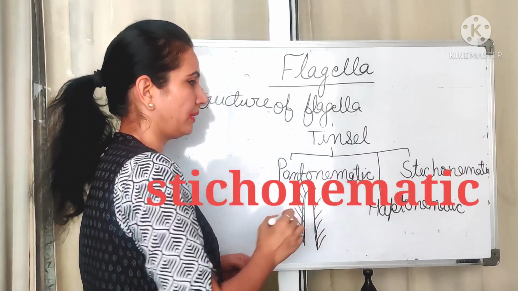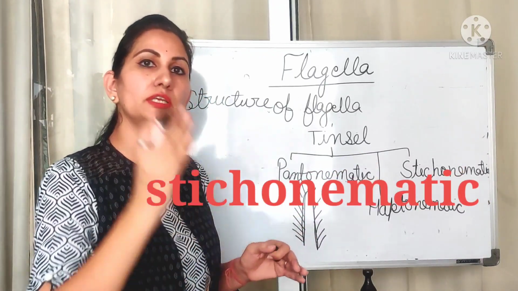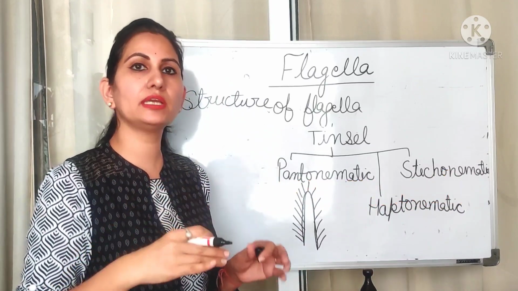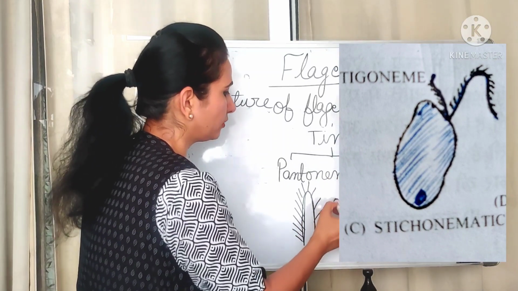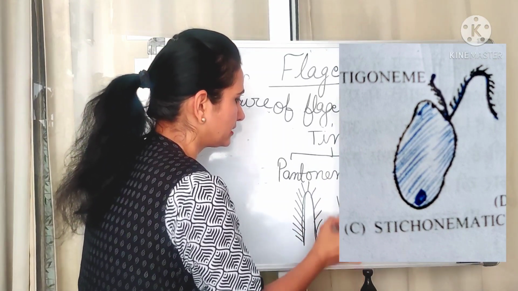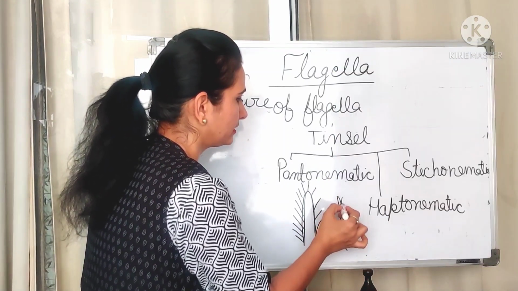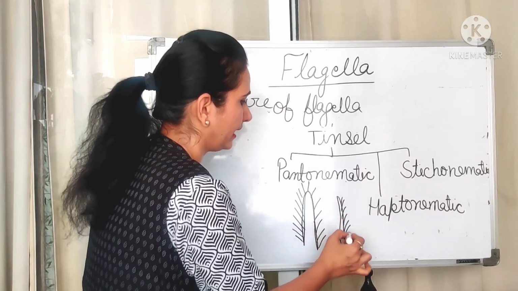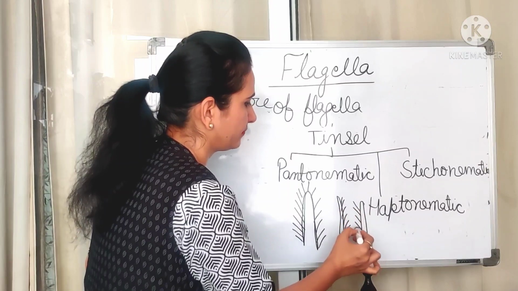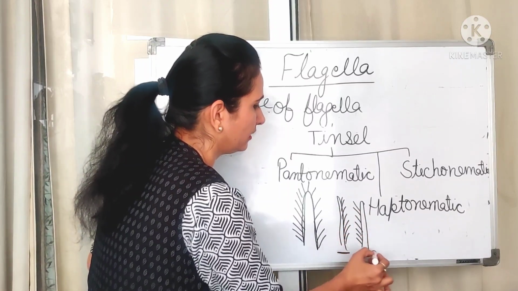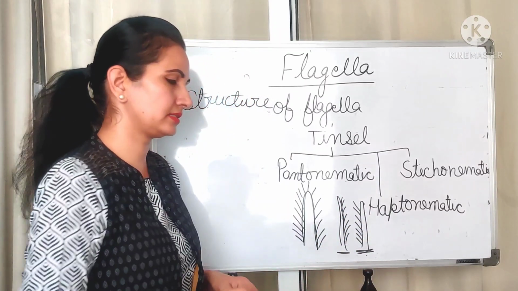Next is stichonematic. In stichonematic, only one side of the flagella will be covered with the help of appendages or flimmers. So I am drawing here only. You can see it's a flagella, and it's only one side, either this side or this side. These are covered with the help of appendages.